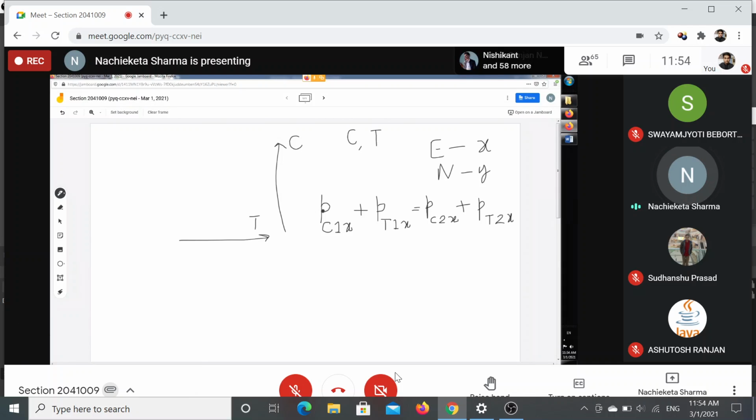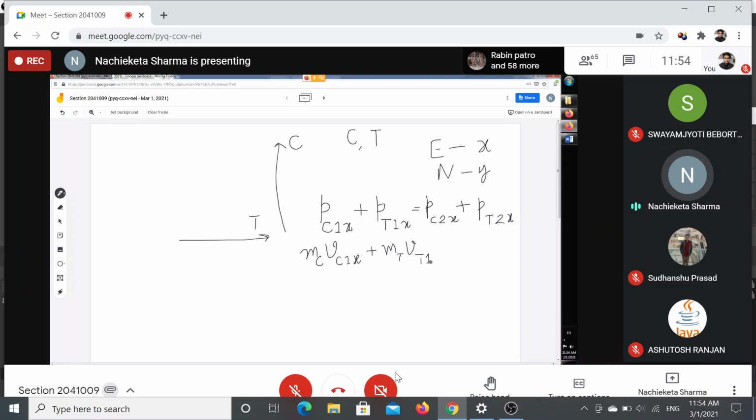So what should I write? P C1x. Tell me, what is the momentum? It is the mass of the car into the velocity of the car along the x component. Similarly, mass of the truck, and velocity of the truck along x.